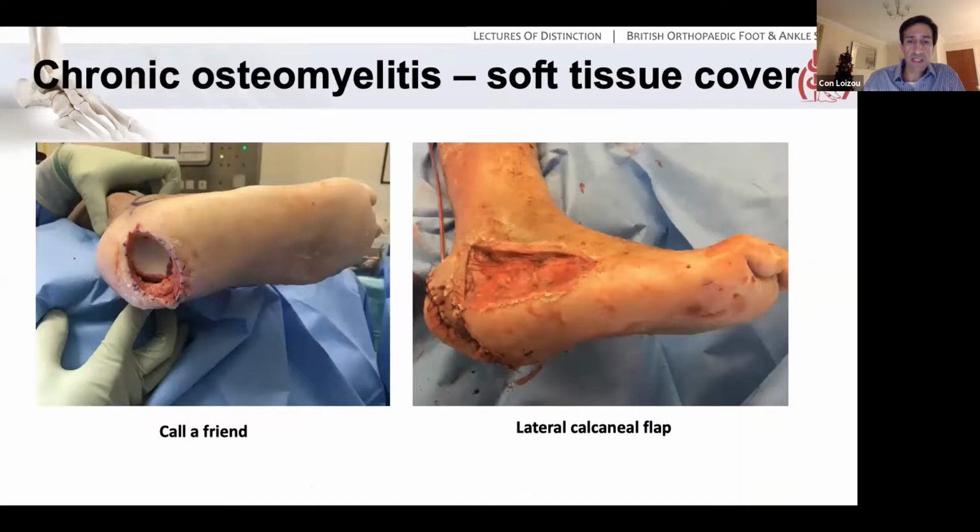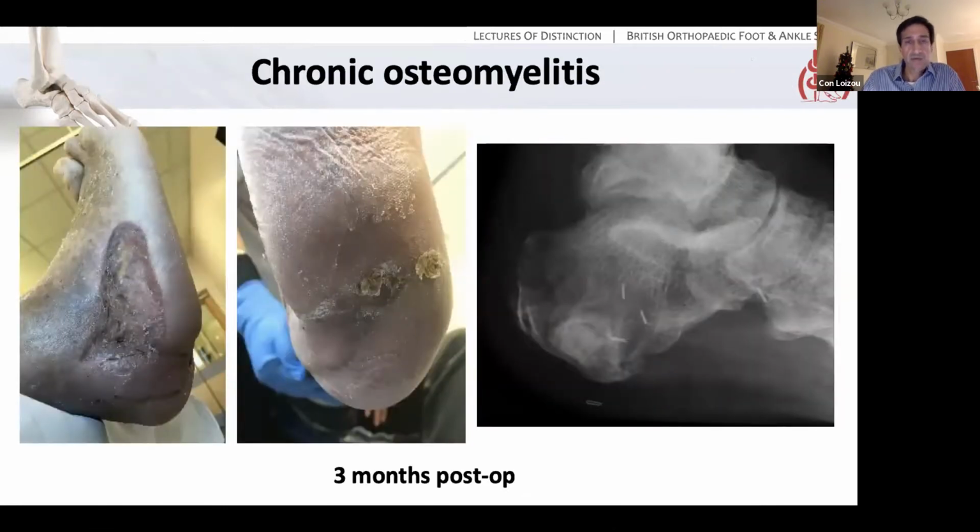Then we close the skin defect, in this case with the help of a plastic surgeon colleague, where a lateral calcaneal flap was used. Wounds have healed, the patient is infection and ulcer-free and able to return home and maintain some independence.